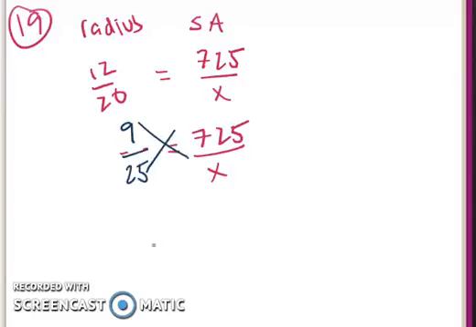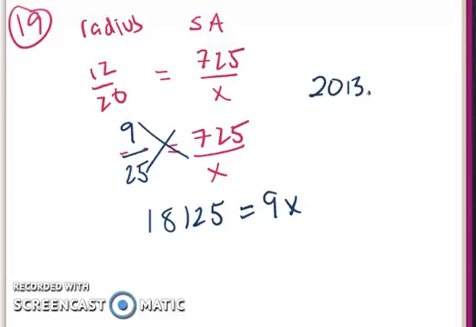Now we can cross multiply and solve. So we get 725 times 25, which is going to be a pretty large number, equals 9x. Divide by 9. And we're going to get a decimal of sorts. We get 2013.8. And again, we're talking about surface area, so this is in square inches.